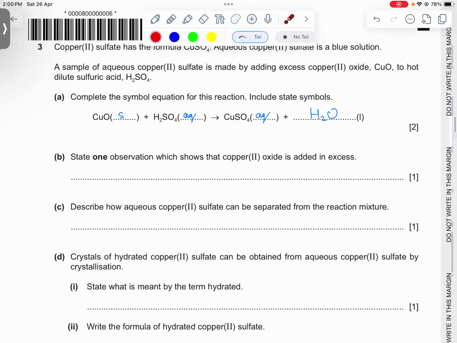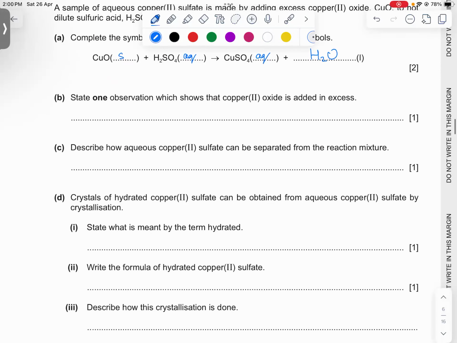Okay, next question. State one observation which shows that copper 2 oxide is added in excess. How would you know copper oxide is added in excess? Because copper oxide is insoluble, right? If it is added in excess, by the end of the reaction, there would still be some solid left in the container that it is reacting in. So you would write: some solid still remains after the reaction.